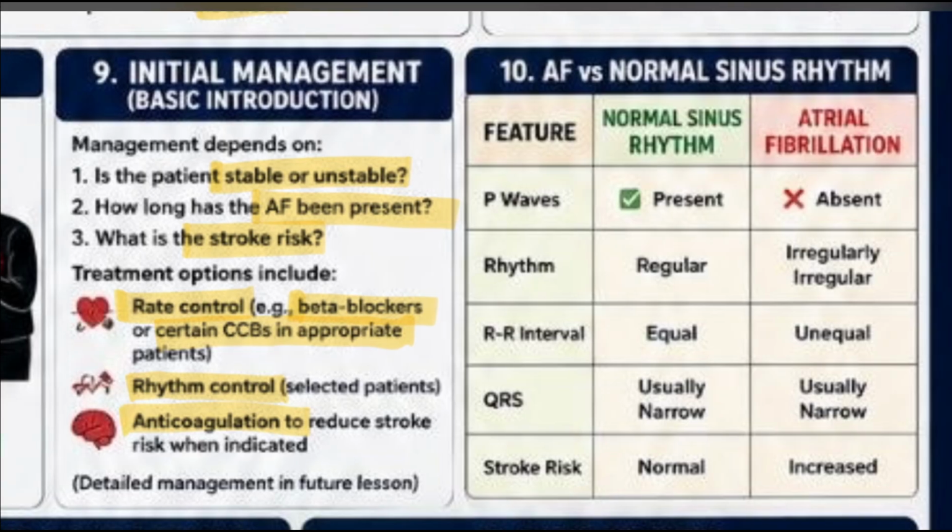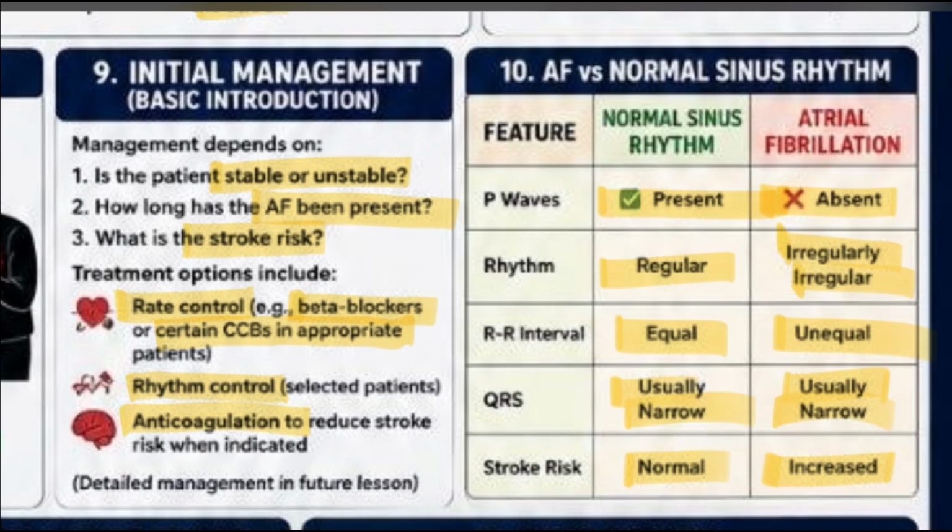Okay, so now how can we differentiate normal sinus rhythm from atrial fibrillation? Here everything is normal, but in atrial fibrillation the P wave and the rhythm change. In normal sinus rhythm, the P wave is present, the rhythm is regular with equal RR intervals, usually a narrow QRS complex, and the stroke risk is normal. But in atrial fibrillation, the P wave is absent, the rhythm is irregular with unequal RR intervals, the QRS complex is usually normal with no change, and the stroke risk is increased.